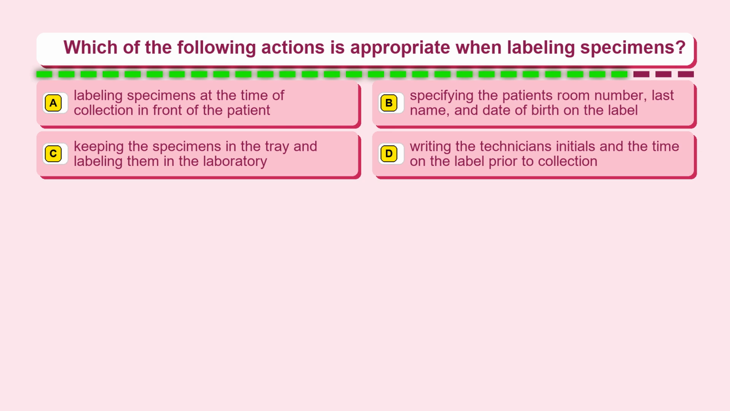Question 32. Which of the following actions is appropriate when labeling specimens? Option A. Labeling specimens at the time of collection in front of the patient. Option B. Specifying the patient's room number, last name, and date of birth on the label. Option C. Keeping the specimens in the tray and labeling them in the laboratory. Option D. Writing the technician's initials and the time on the label prior to collection.